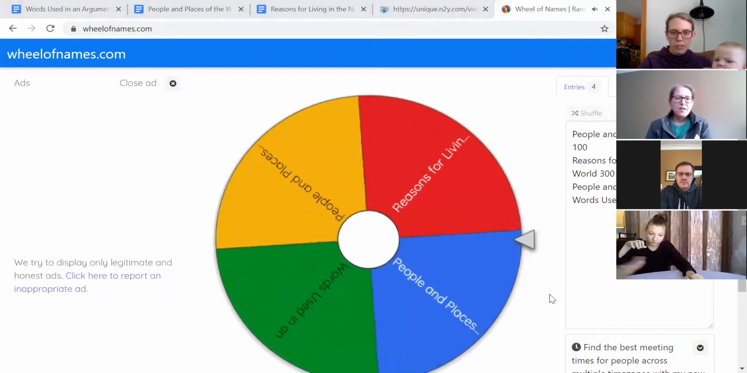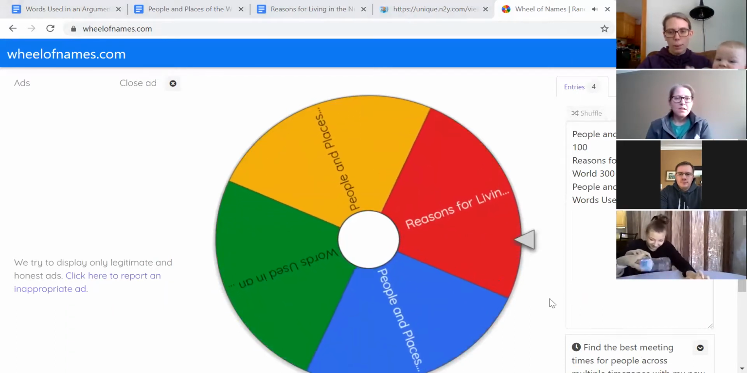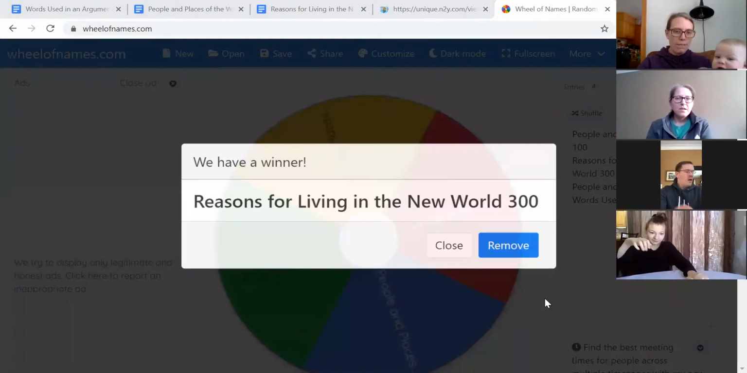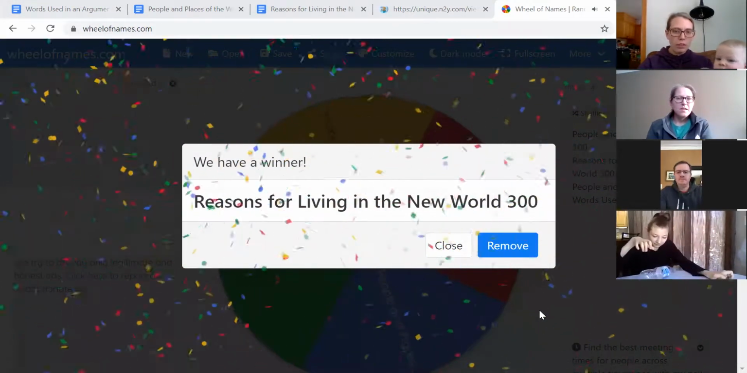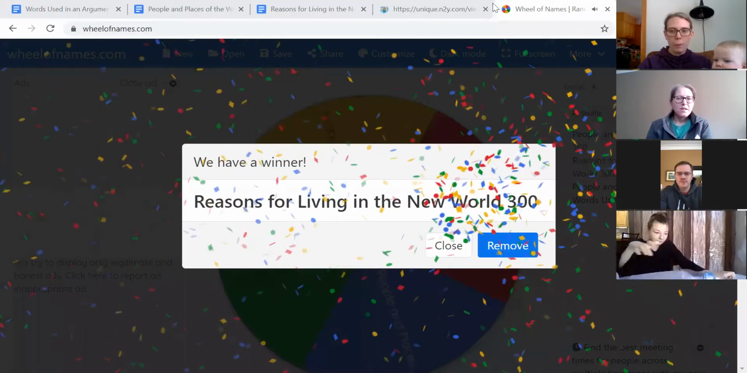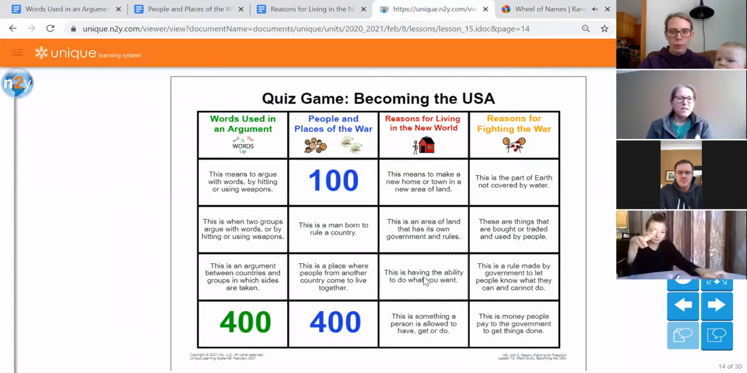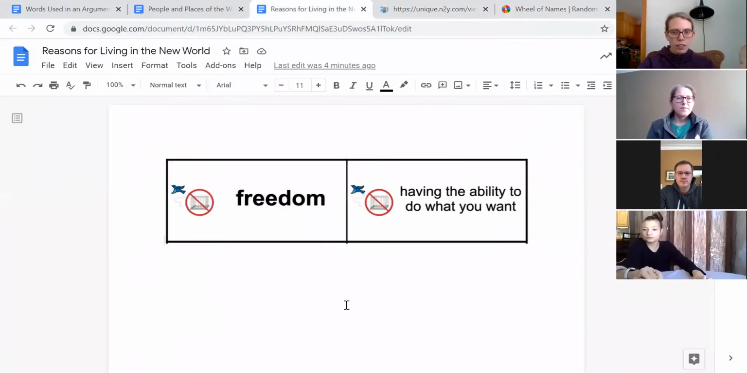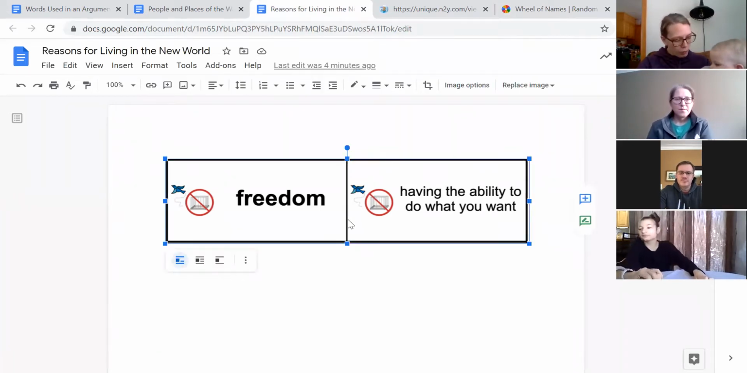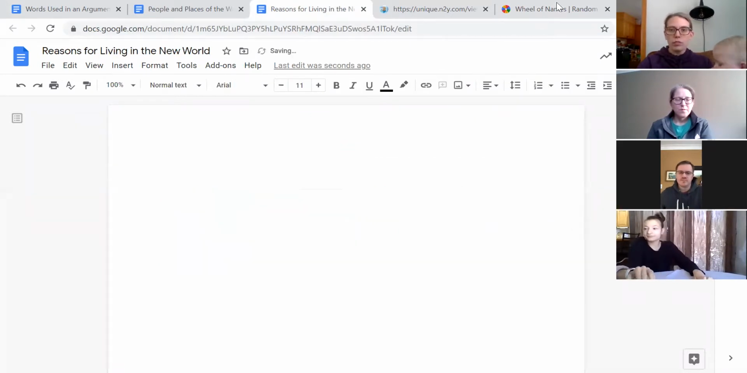All right, we are back to our wheel with our last four categories. Reasons for living in the New World, 300. This is having the ability to do what you want. Let's see. Oh, we only have one answer choice. Does that match up? Is freedom having the ability to do what you want? Yes, it matches our last answer choice, and the word is freedom.